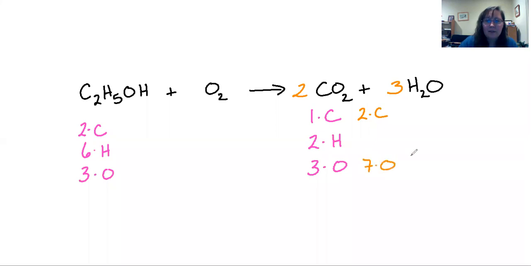7 oxygens. And then I have 3 times 2 is 6 hydrogens. Okay, now I say, okay, well, my carbons are done and my hydrogens are done, and that's good. Now let's take a look at the oxygens, and I'm changing color so that you can see each step here.